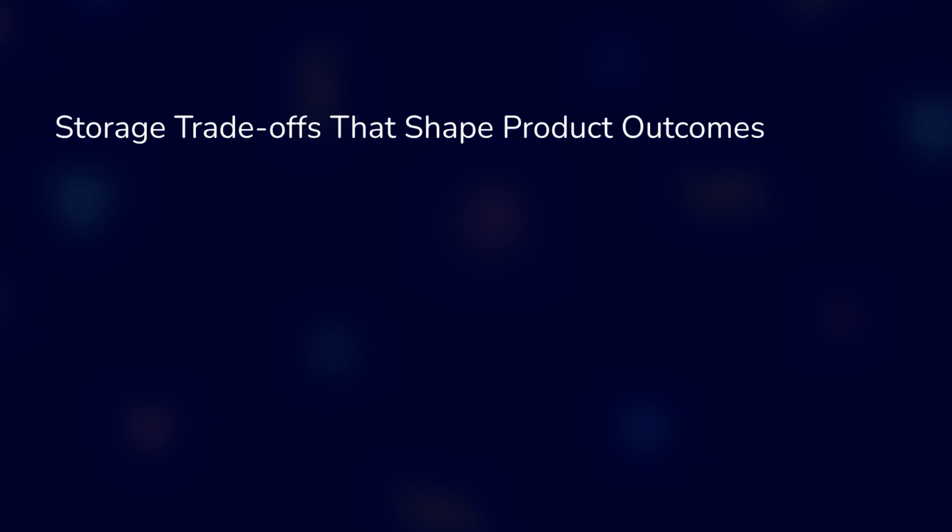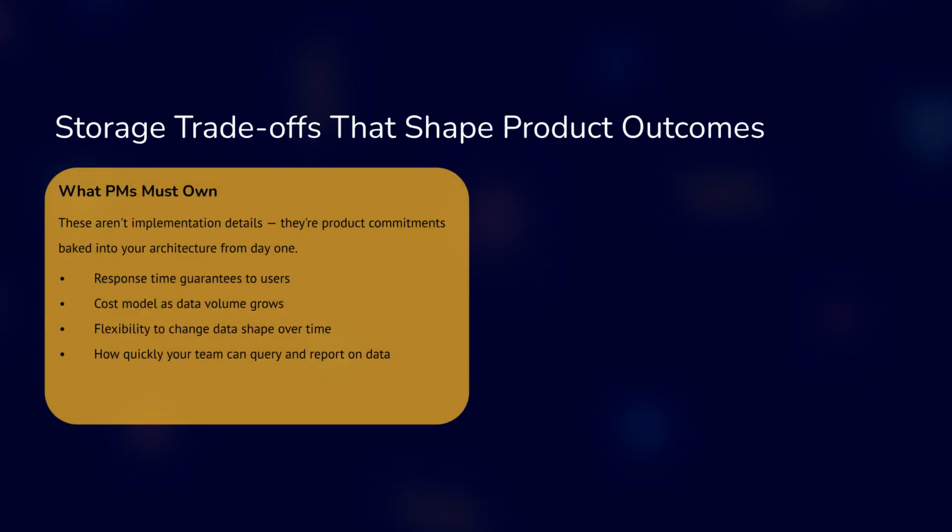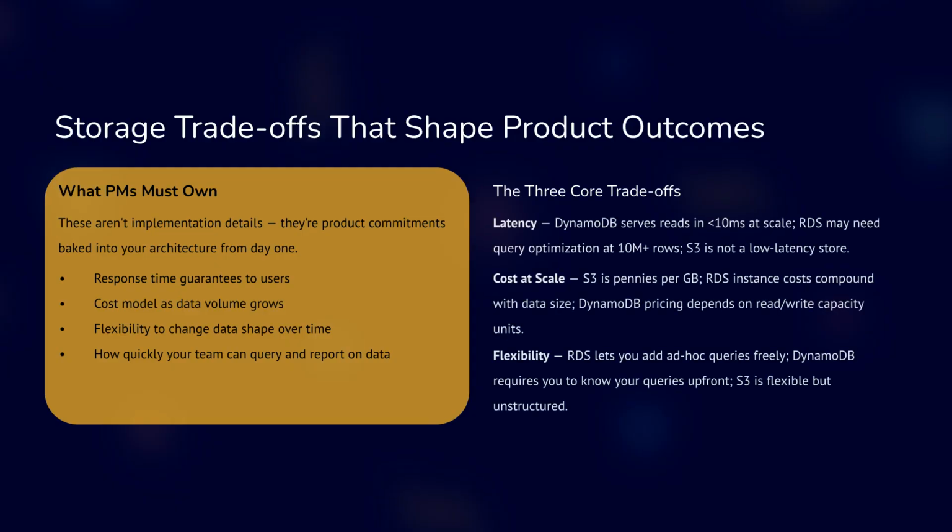Product managers must own 4 key trade-offs: response time, cost model, flexibility in data shape, and query speed. The 3 core technical trade-offs are latency, cost at scale, and flexibility. DynamoDB offers low latency and high scalability, while RDS offers high flexibility for ad hoc queries, and S3 is extremely cost-effective for storage at rest.